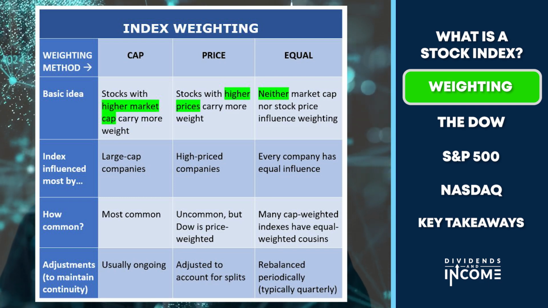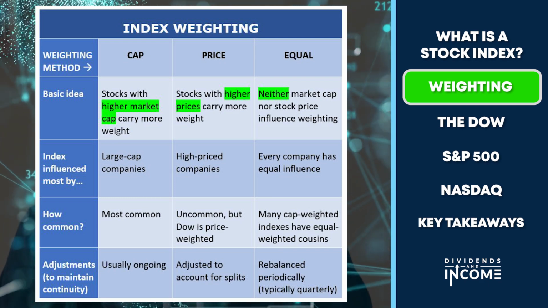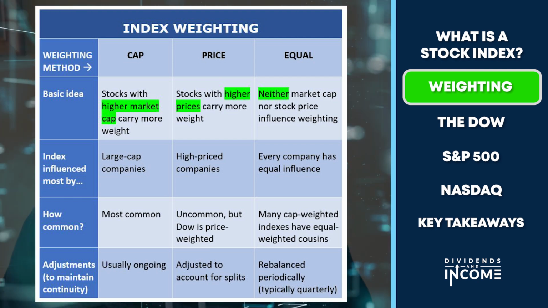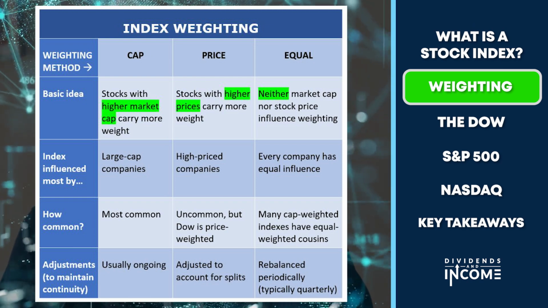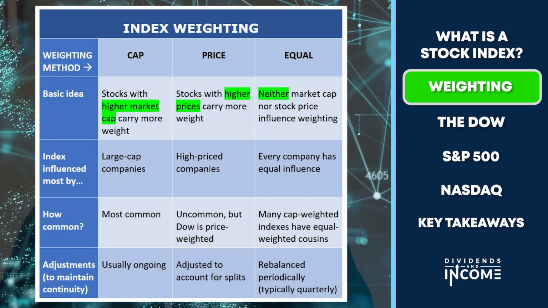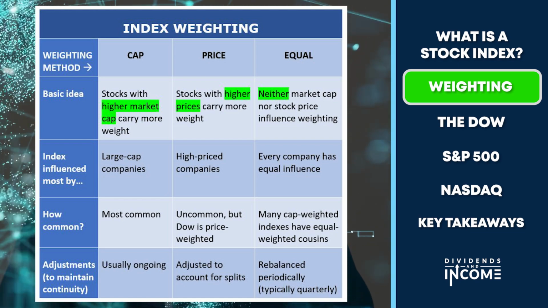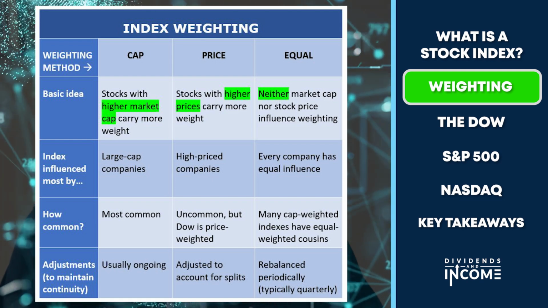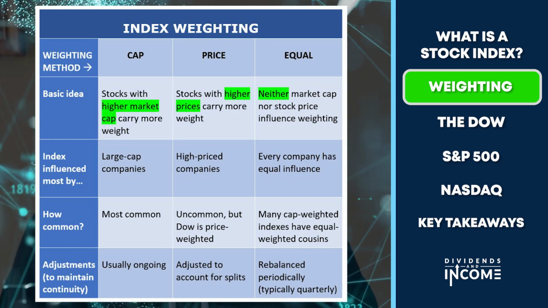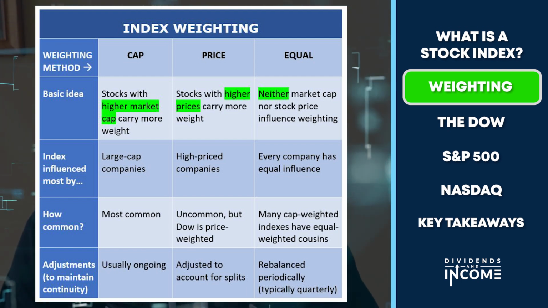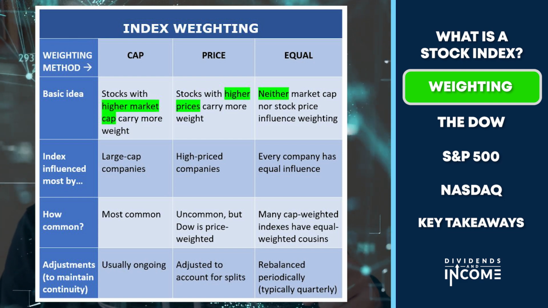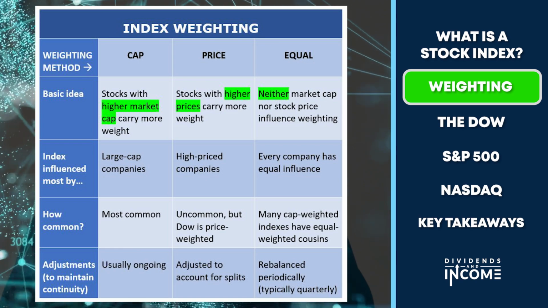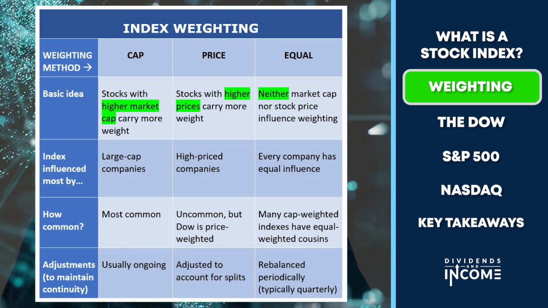Moving our way down that cap weighting column, an index that's based on capitalization weighting means it's influenced most by large cap companies, obviously. Cap weighting is the most common way of weighting indexes, and adjustments to maintain continuity in the value of the index are usually ongoing. In other words, as stocks change prices, the value of the index changes value, and you can see that watching CNBC every day. Not only are stock prices changing, but the values of the indexes they're showing are changing in real time. Many thousands of times per day, most of them are updated.